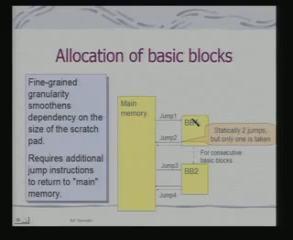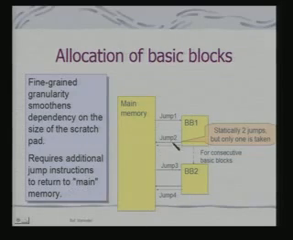So effectively we shall allocate the blocks. In fact, this is a block BB1 and block BB2 which get allocated to your scratch pad memory, and your main code is in the main memory. So effectively you have to introduce jump instructions, and what we say is that fine grained granularity smoothens dependency on the size of the scratch pad, but requires additional jump instructions to return to main memory.